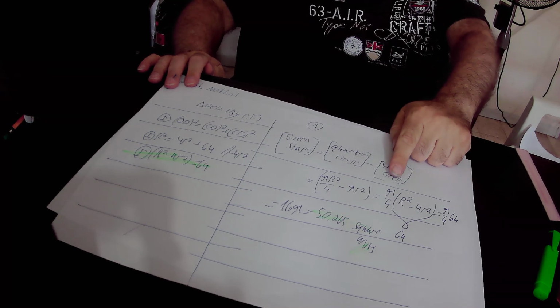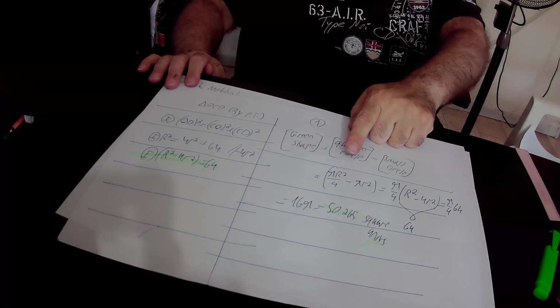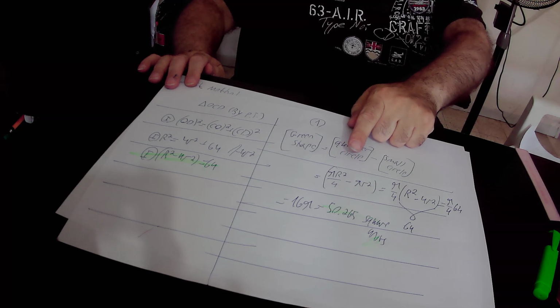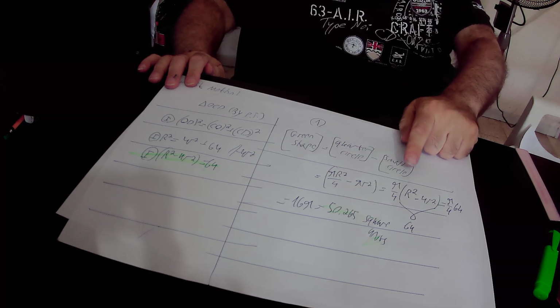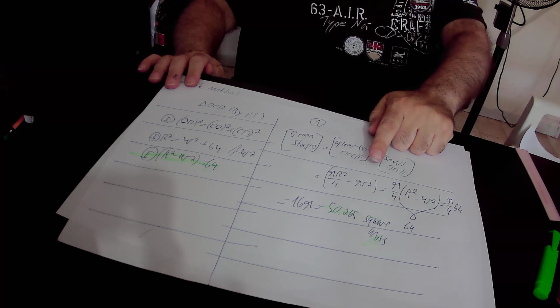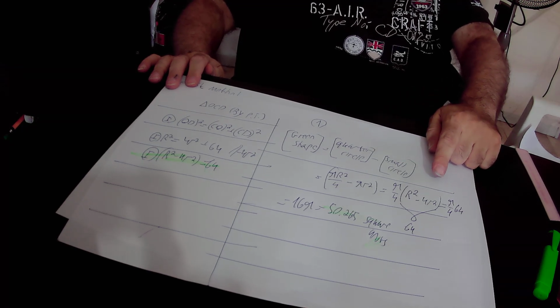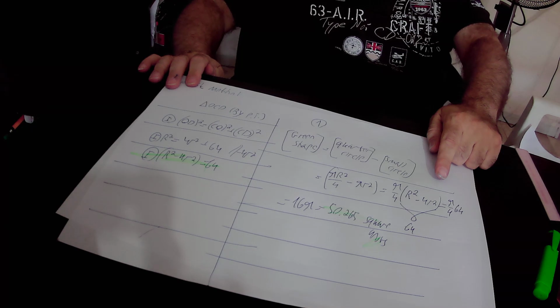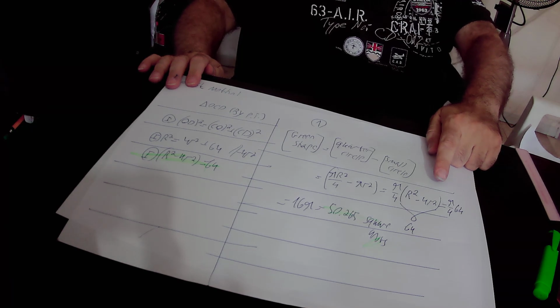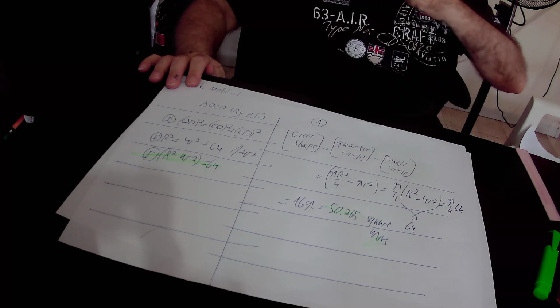We took pi over 4 as a common factor out of those two expressions. What is left from pi times capital R squared over 4 after we took from it pi over 4 as a common factor? What is left is capital R squared. What is left from minus pi times R squared after we took from it pi over 4 as a common factor? What is left is minus 4R squared. Why? Because minus 4R squared times pi over 4 is exactly minus pi R squared.